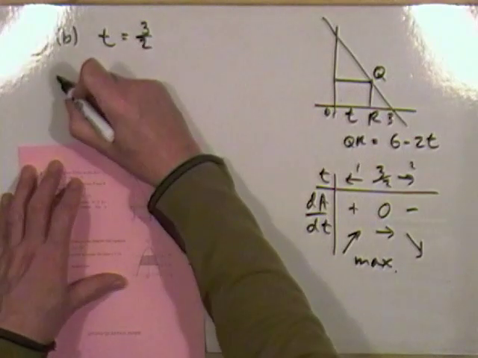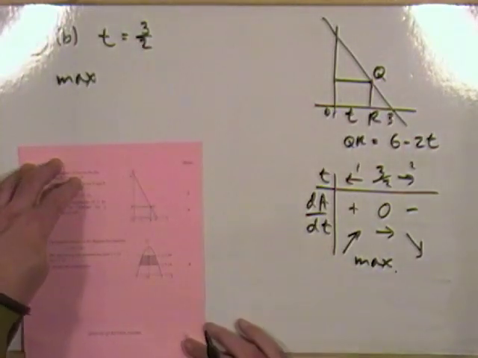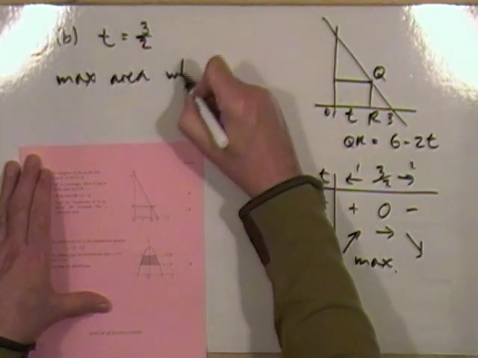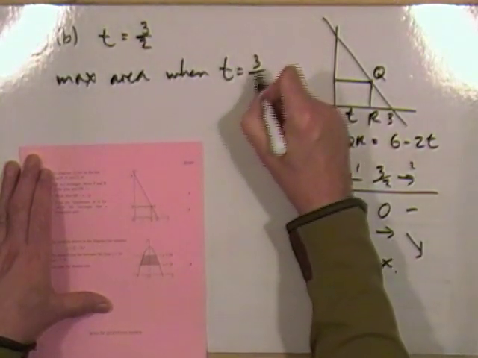So I can say this. I've got the maximum area, and it doesn't ask for that, does it? No. It just says there's a maximum area when t equals 3 upon 2.